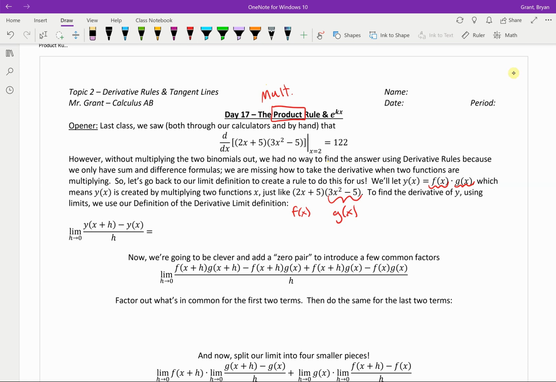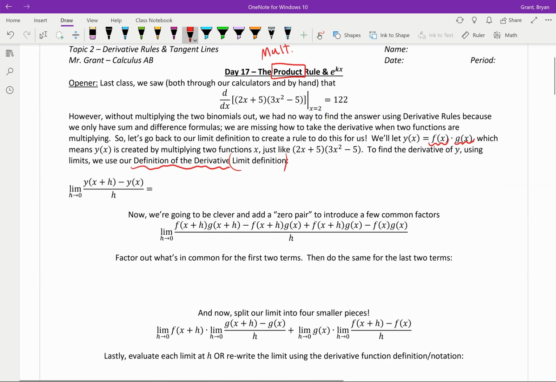To find any derivative, we can always go back to our definition of derivative, right? And this is our definition of derivative using limits. What does that look like? Well, we take our function and we find the limit as h approaches 0 of y of x plus h minus y of x, all divided by h.